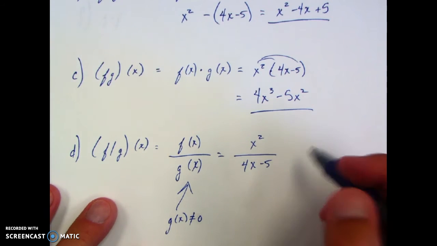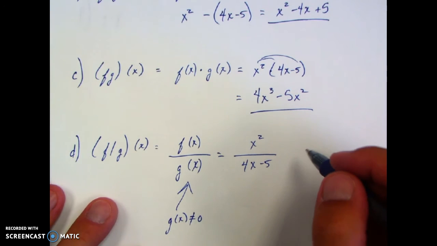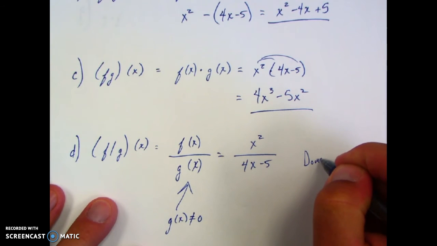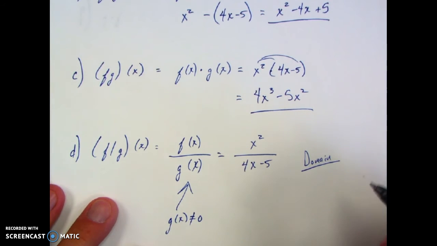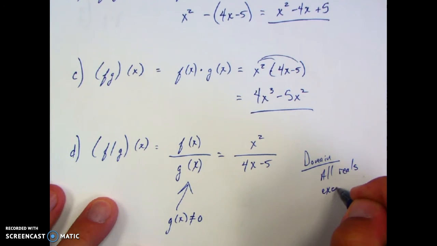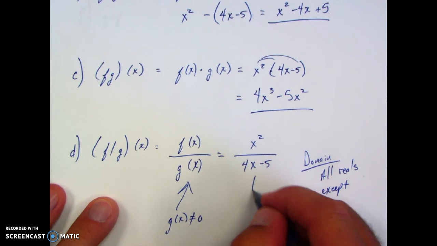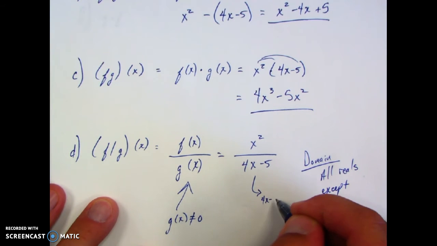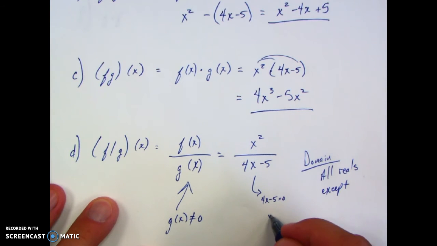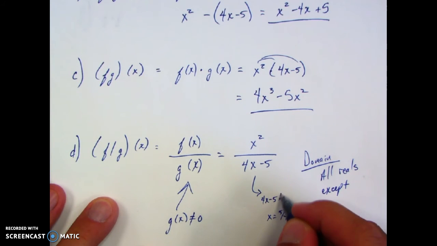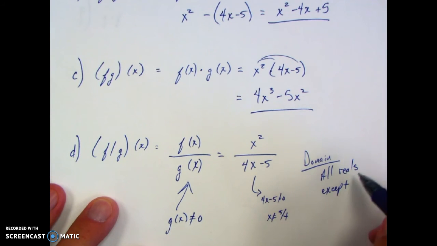So when we're talking about the domain of this combination, we can have all real numbers except, we know that our 4x minus 5 cannot equal 0. In fact, we might want to simplify that. If we look at 4x minus 5 equals 0 and solve for x, add the 5, divide by 4. So we're saying that it cannot equal that. So our domain would be all real numbers except x cannot equal 5/4.